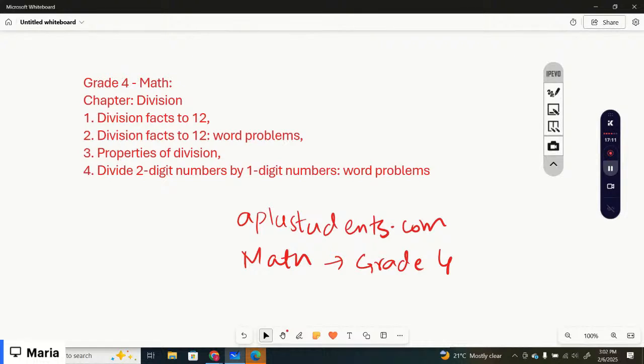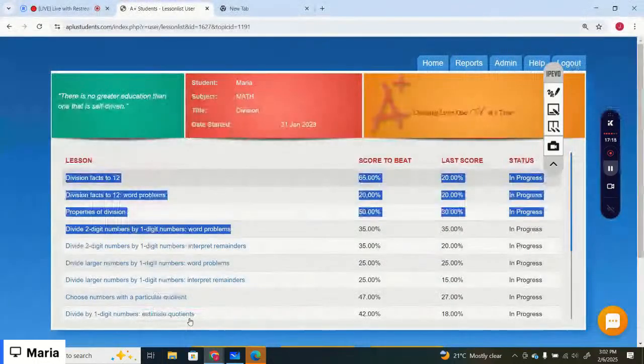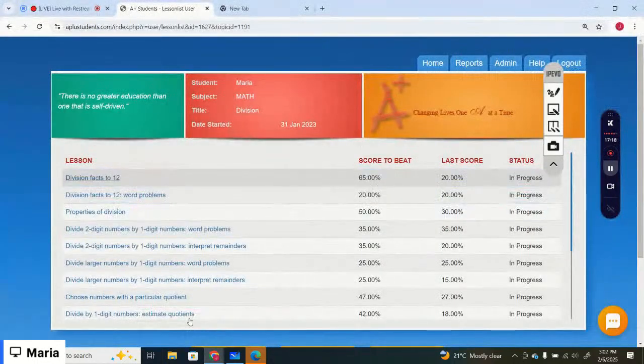Let's just start with the lesson here. I'm on grade 4 math. I'm going to start with the chapter division. The first lesson is division facts to 12.